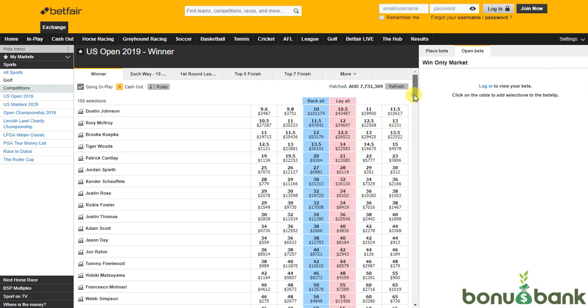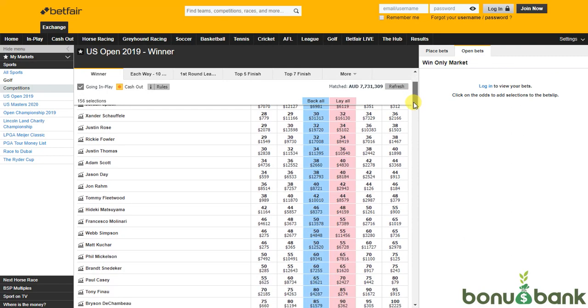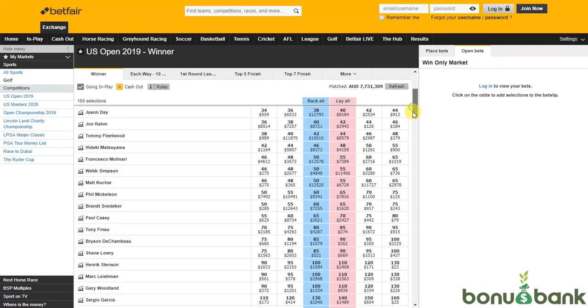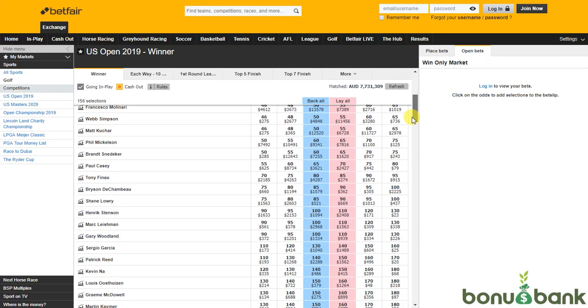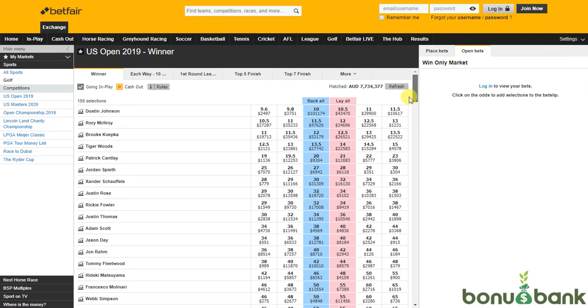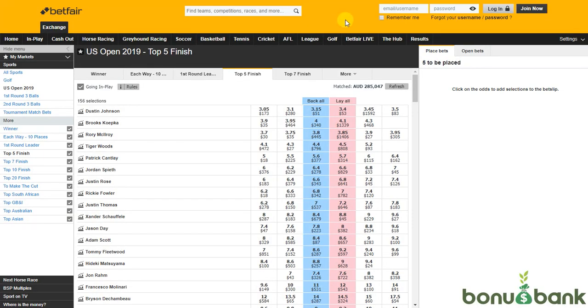So if there's any players where the numbers are going up and then suddenly they go down again. At the moment I'm not seeing anything right now, but that's because we're in the win market. If we actually go to the top 5 market, it's more interesting.